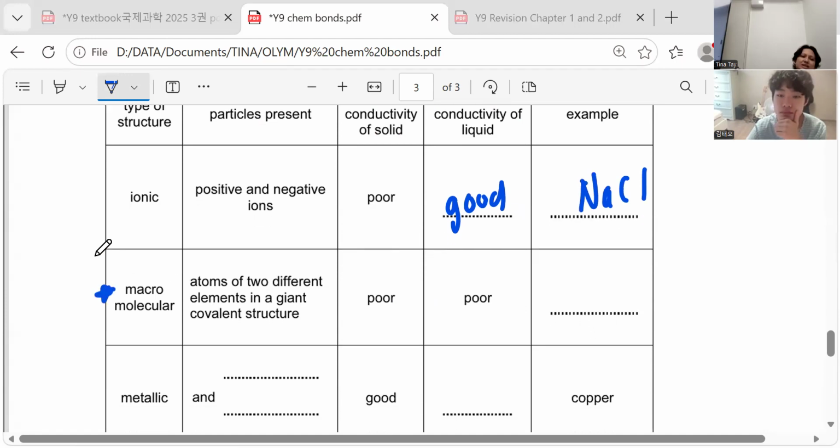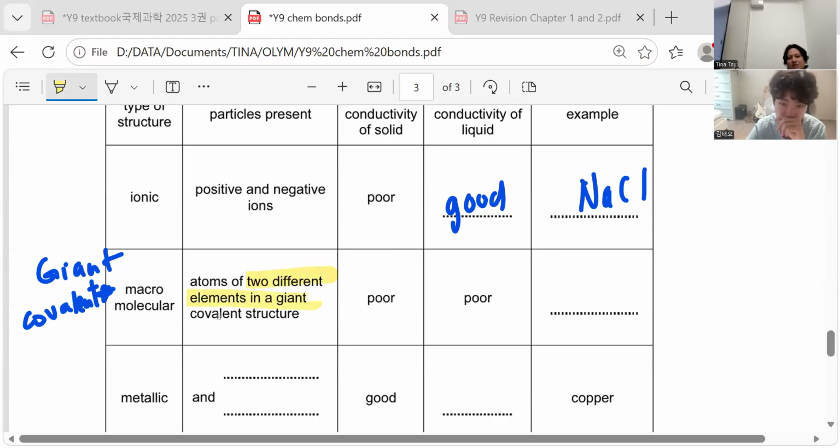This one, macromolecule, is actually giant covalent. But the ones I taught you were only diamond and graphite, right? So this one, the third one I'm going to teach you, has two different elements in a giant covalent structure. It's actually a giant covalent structure.